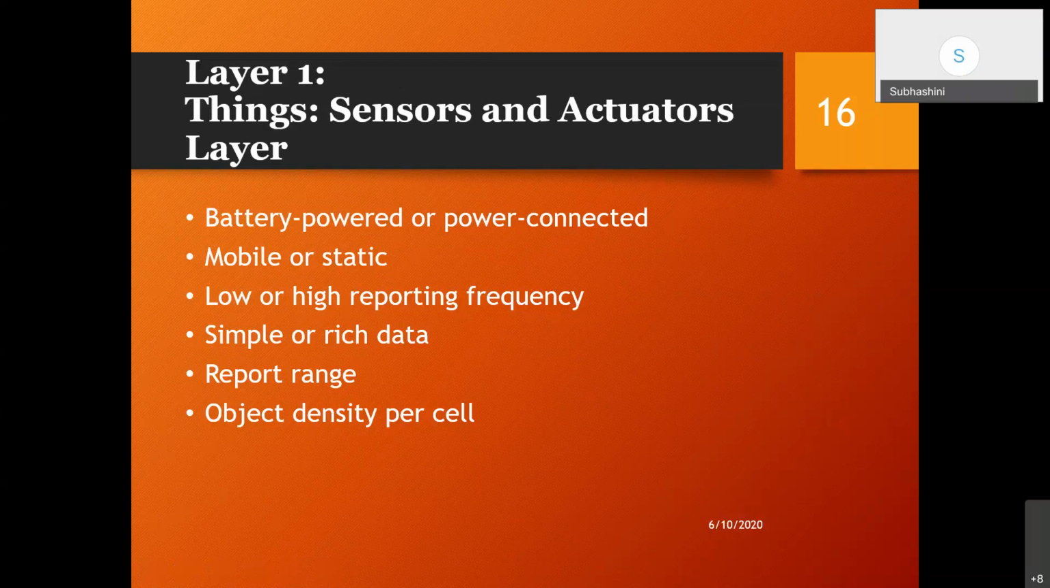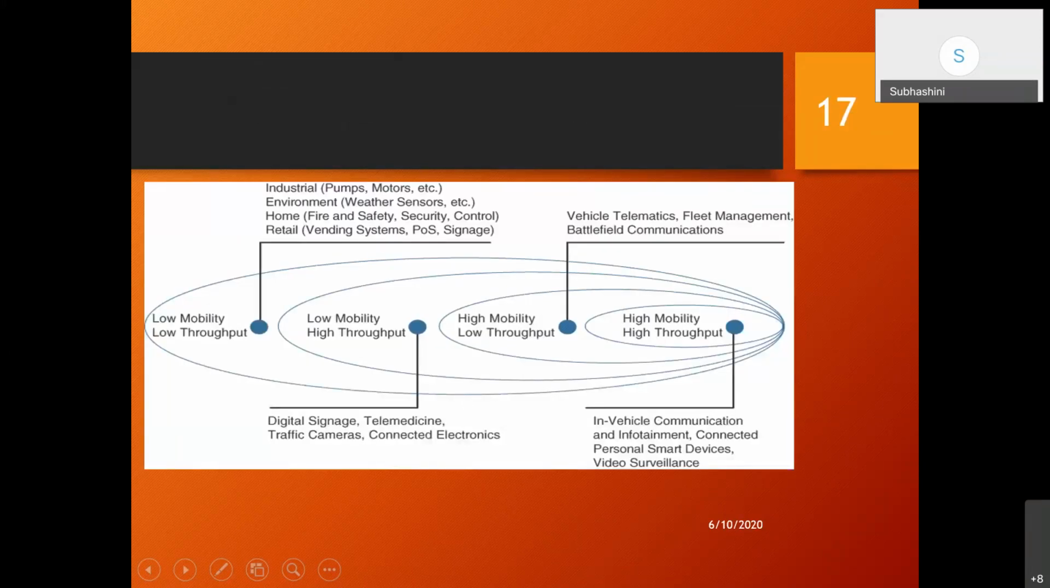Then simple or rich data. That means complexity. How much size is going to get generated? Report range. How far can they send the data? How long can they send the data? How distant? Okay. Then object density per cell. This means how many sensors can be put together in a given area. So all these are nothing but other factors on physical devices.